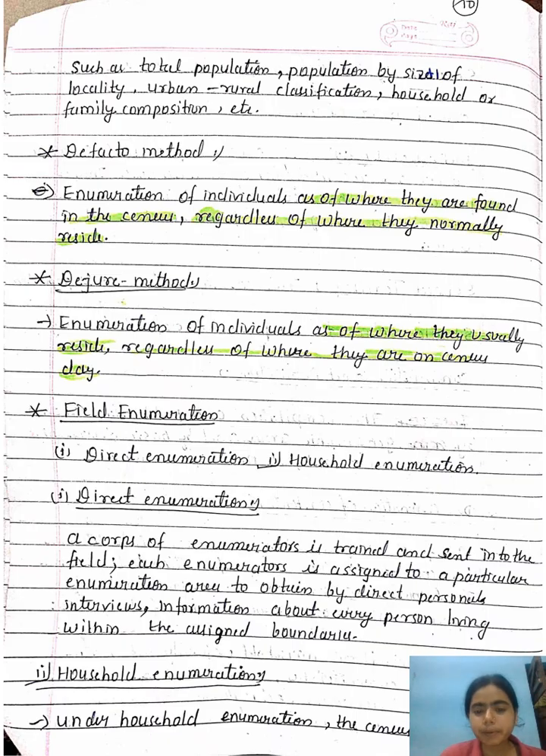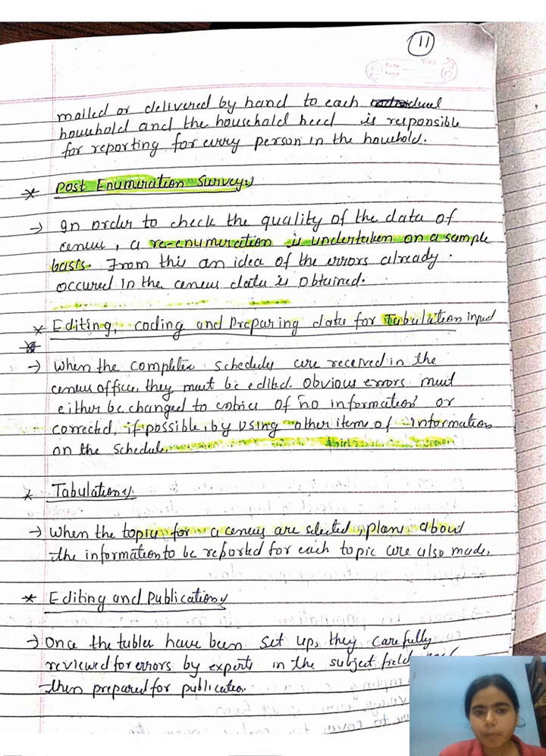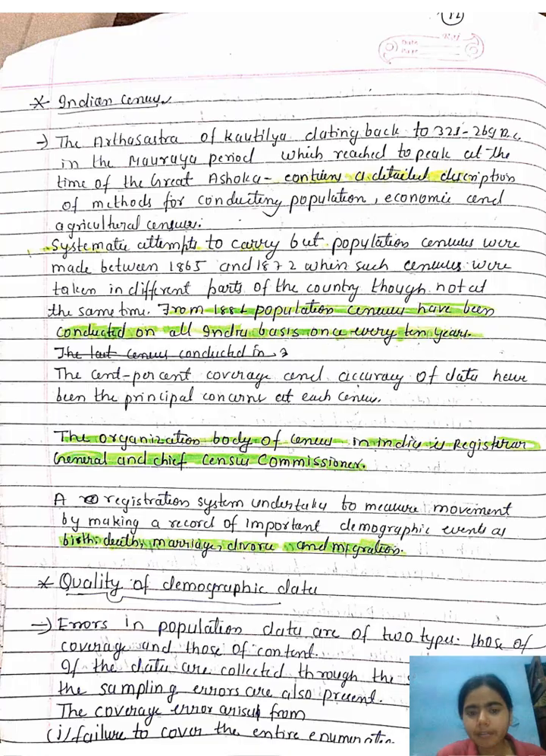Field enumeration, direct enumeration, household enumeration, you can read from here. Post enumeration survey: for the first time, the government of India conducted a post enumeration survey in the 1951 census. In order to check the quality of the census data, a re-enumeration is undertaken on a sample basis. From this, an idea of the error that occurred in the census is obtained. So these are the things you can read from here.